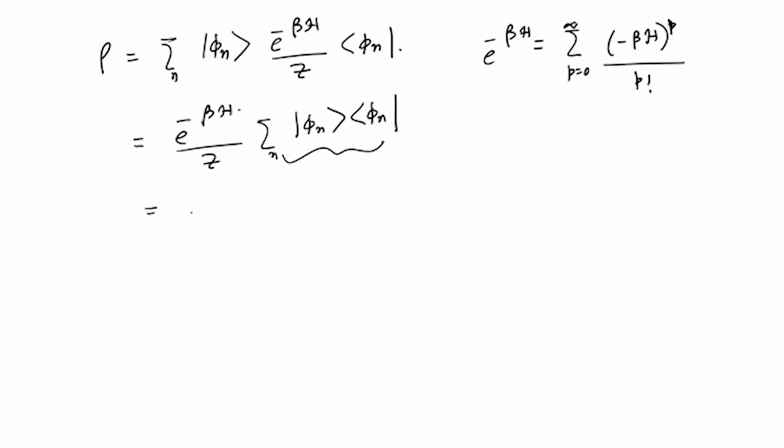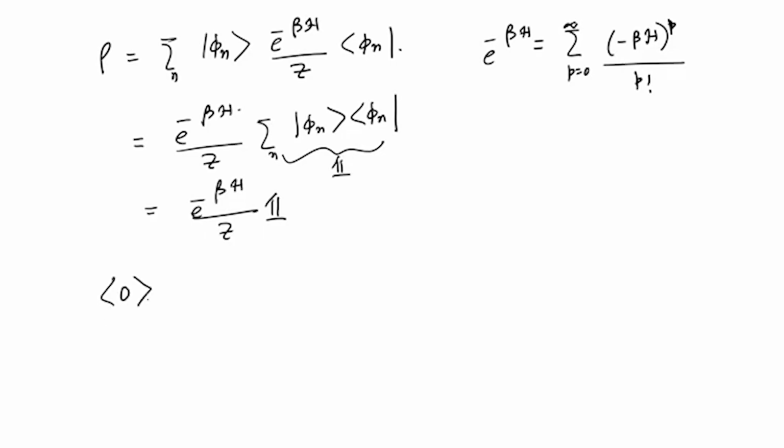So, this gives you that this exponential minus beta H divided by Z, and we have just not a 1, but it is like an identity matrix with all the diagonal entries equal to 1 and all the off diagonal entries equal to 0. So, this is the form for the density matrix in the canonical ensemble.